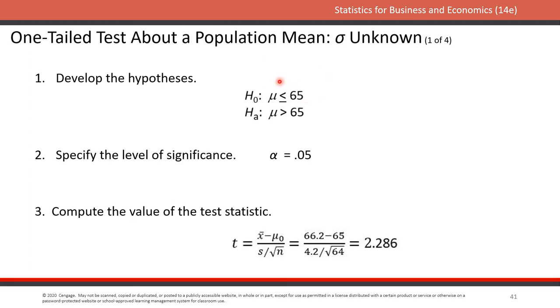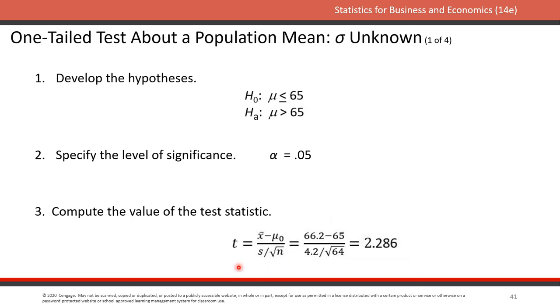All right, so I developed my hypotheses. The null is less than or equal to 65. The alternative is greater than 65. I've got my level of significance. I've got my test statistic value. And again, we'll plug these values in the same way.